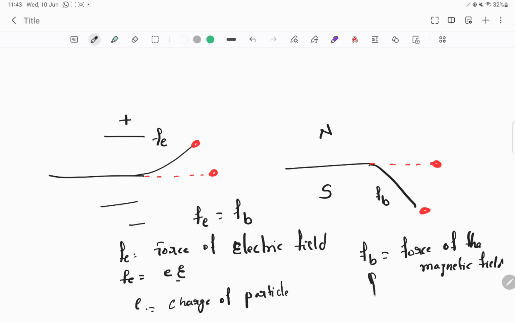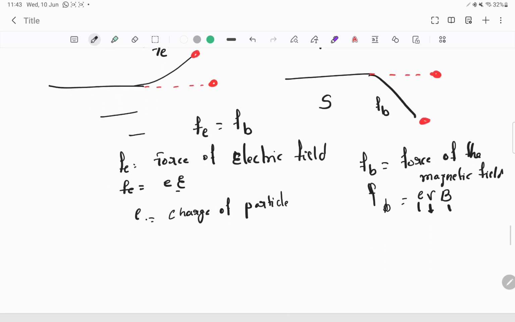So Fb equal to the formula e V B. What is e? Charge of the particle, V the velocity of the particle, and B the magnetic field strength. Since Fe is equal to Fb, can we write like this? Small e into capital E equal to small e into V into B, and these two get cancelled.